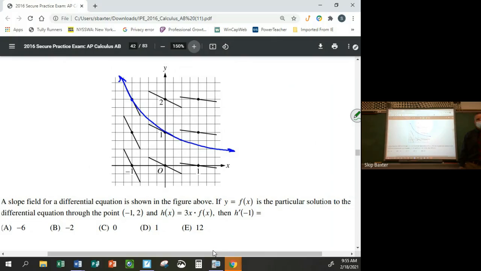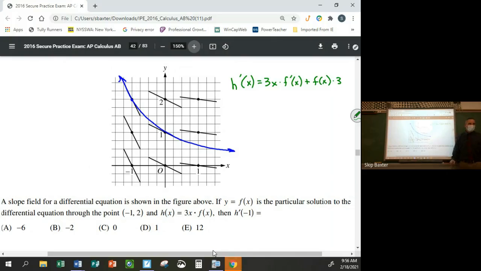Let's just talk it through. Who has an idea? This is an actual question off the 2016 exam. Find h prime of x. How do you do that? What are we going to be using? Product rule, right? So this is going to be the first times the derivative of the second, plus the second times the derivative of the first.